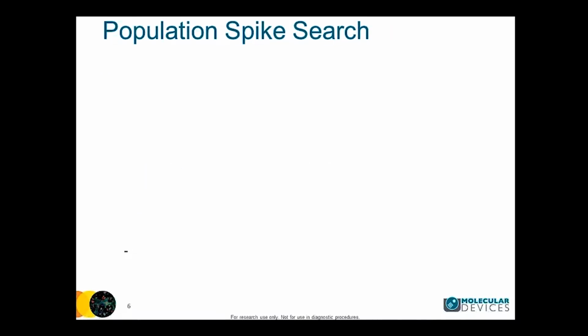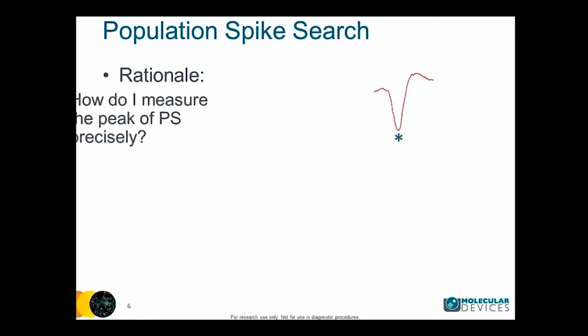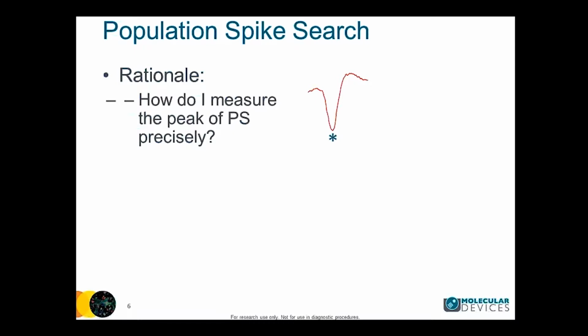Now, let's talk about population spike search. Why are we doing this? What is the rationale? A lot of customers ask, how do we measure the peak of the population spike precisely? You can see here, this is a population spike. The peak is here. How do we measure the peak relative to this baseline or this baseline, right?